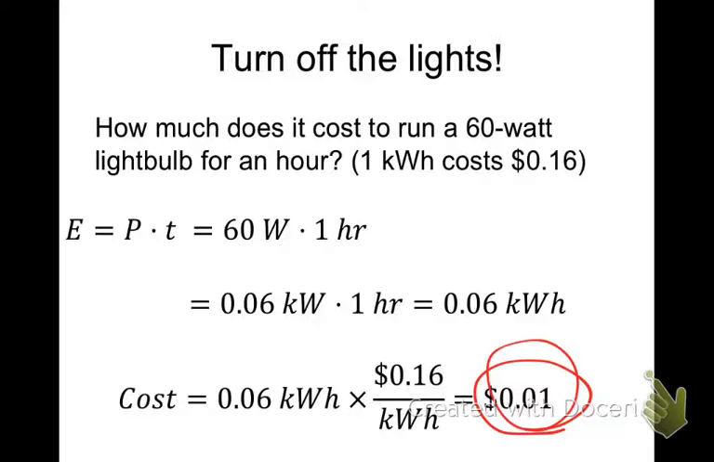So running a 60-watt bulb for an hour costs you a penny. So if you left it on all day, it would cost you a quarter. Now, the real rule, and let's be absolutely clear here, the actual rule is do what your mom says, but in actuality, it does not cost all that much to leave the lights on. It's almost negligible, but do what your mom says.